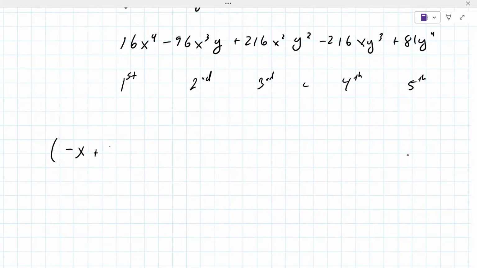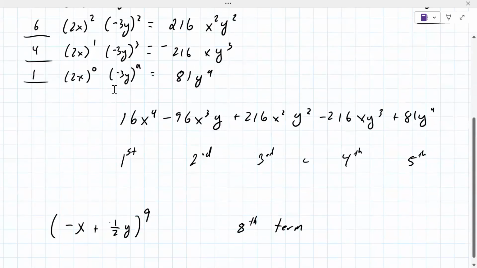I can't make these too big. Let's go 1/2 y to the power of 9. Okay, and the instructor wanted the 8th term. So what you don't want to do is make this list like we just did. That's not going to work.